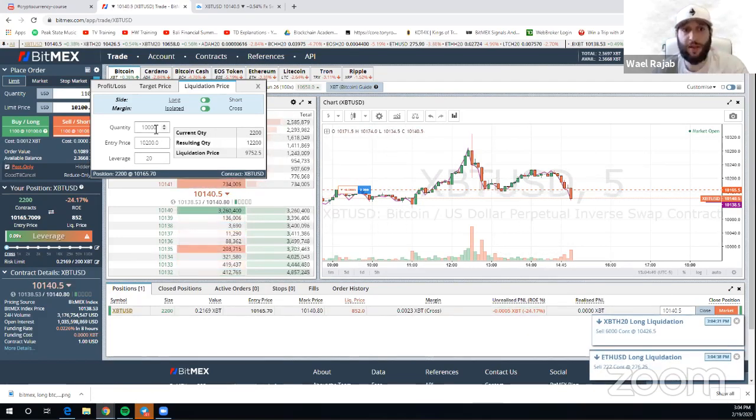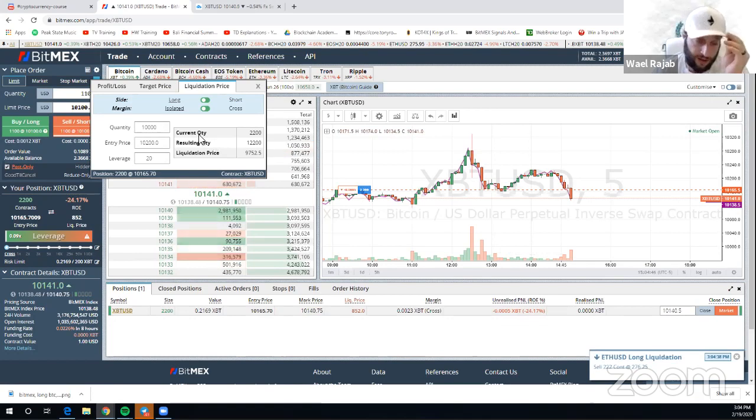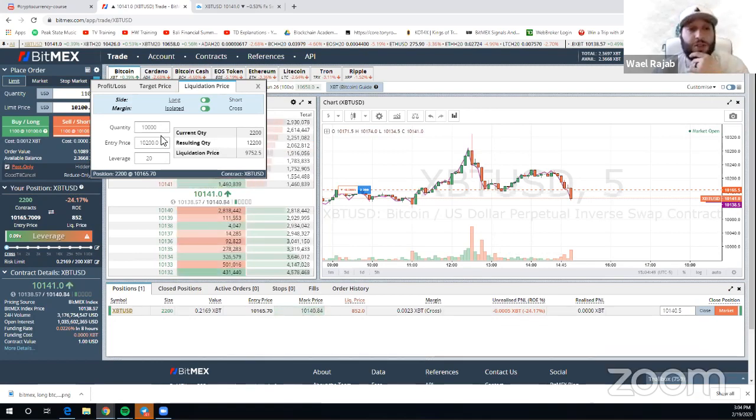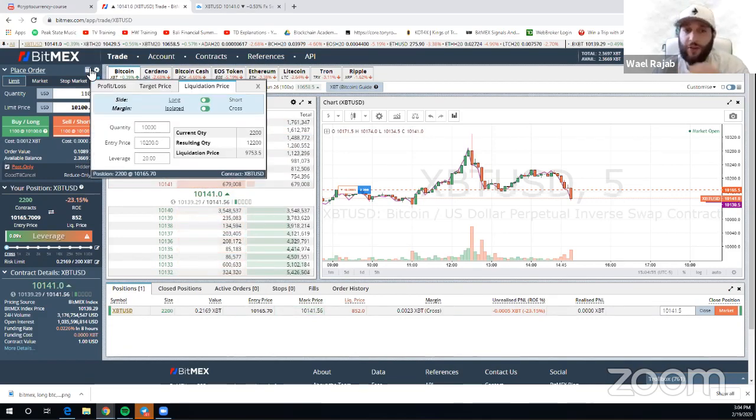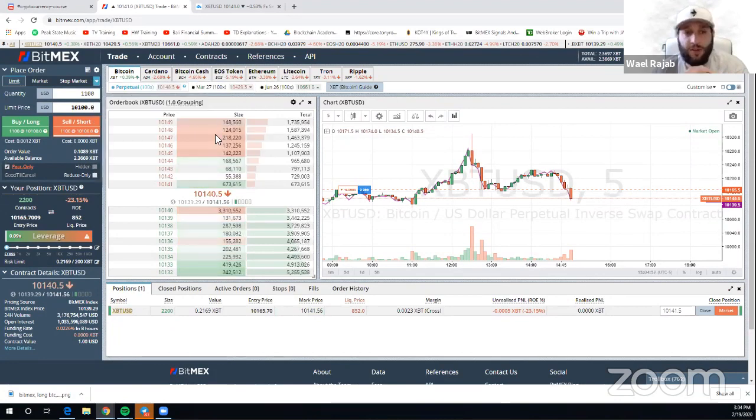If you were on a larger 100x or 50x, you'd be down a lot right now, actually. So you just want to learn how to use the platform correctly before you start making big trades. Make sure you use the calculator first. Make sure that you start small at first so you actually know how to use it.